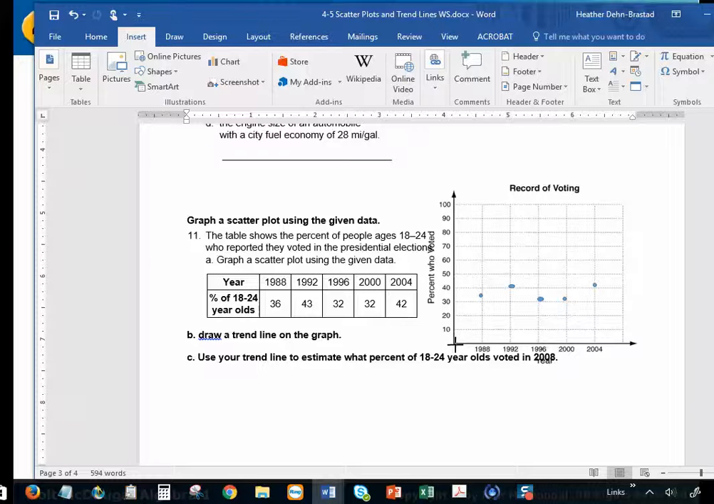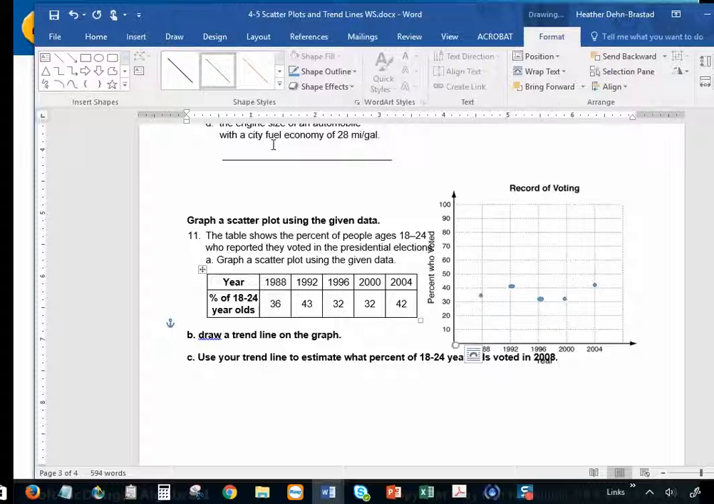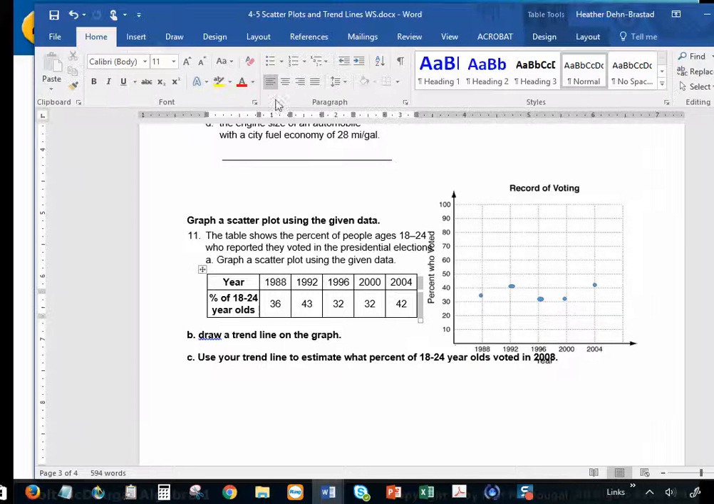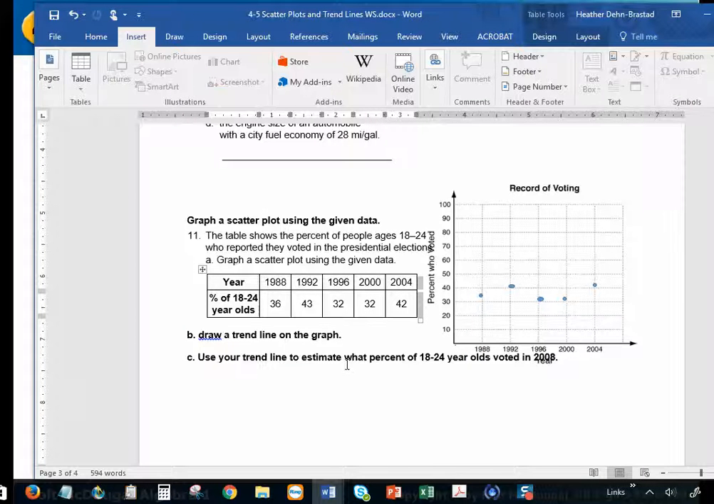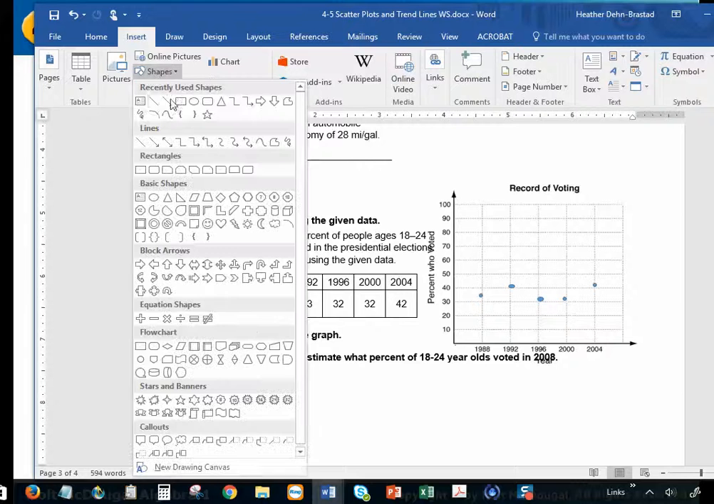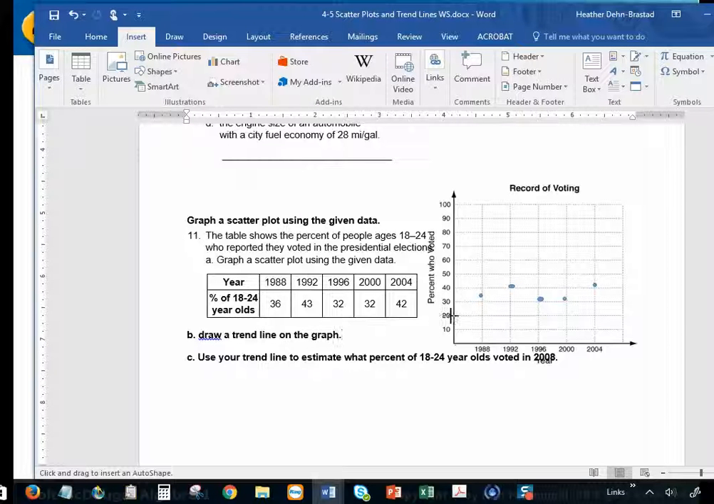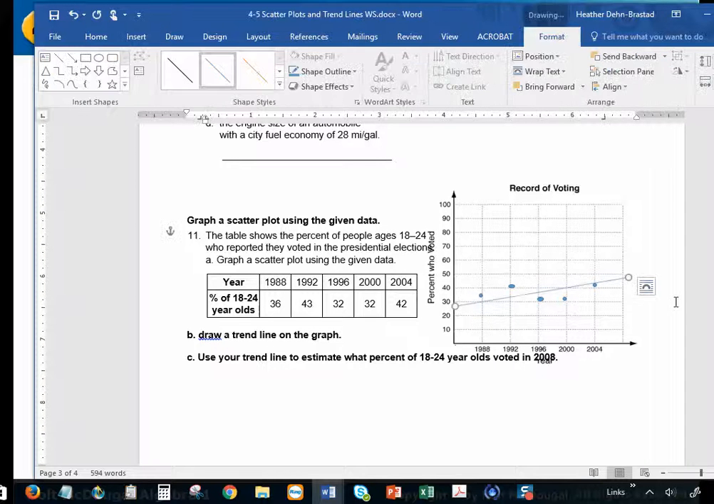So my trend line, I'm going to start it up here. And I'm going to go, oops, Insert, Shapes, Trend Line, or Line. I'm going to start about here. And then my line, I need some above and some below. And it should show the general direction that your points are going. I think that's pretty good.